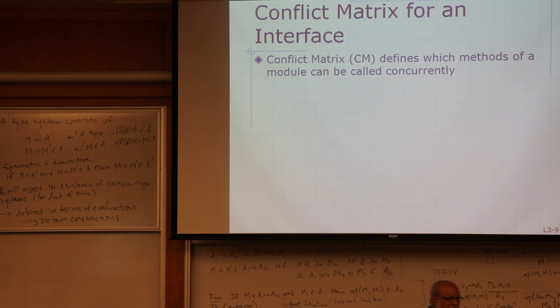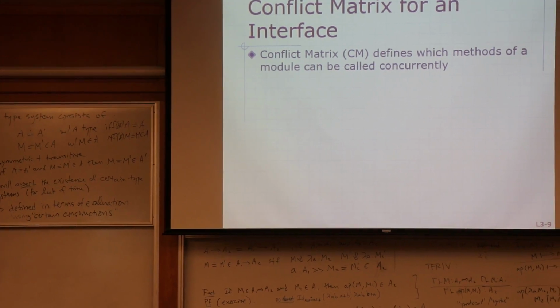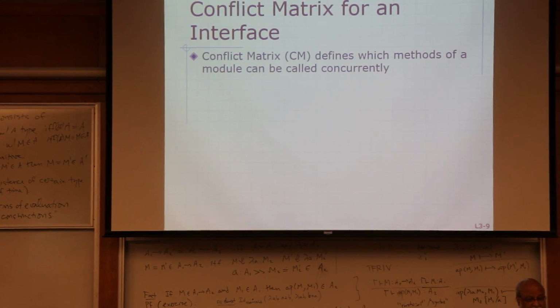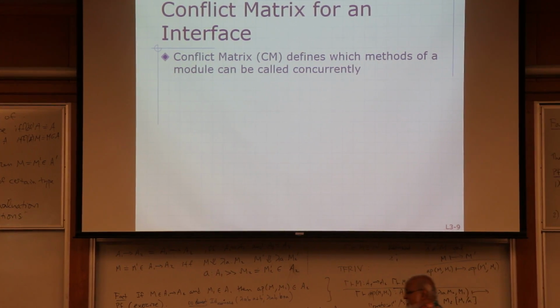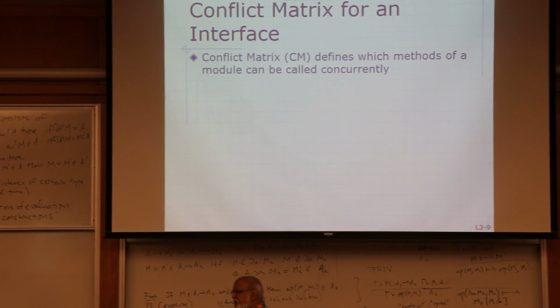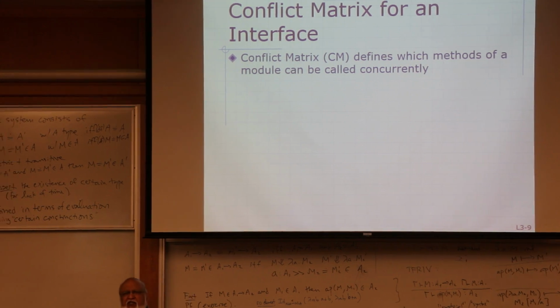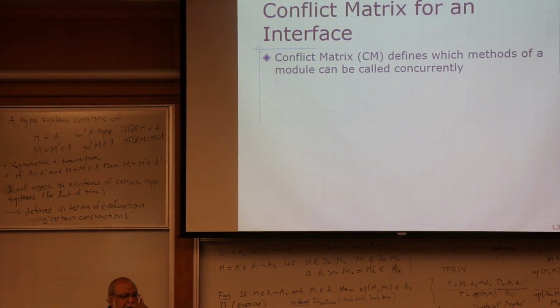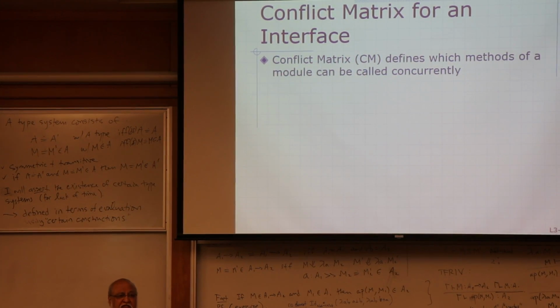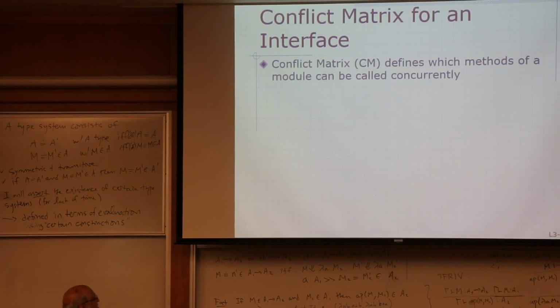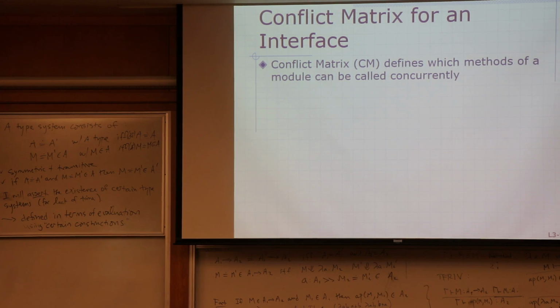Now, what I want to do is, before executing all these rules, we will start with a figure of the dependency between the data and calculation. Exactly. So that's what I'm showing you now. Remember, the question we are after is, can NQ and DQ be done together, right? So let's extend this idea of conflict matrices to interfaces. Conflict matrix defines which methods of a module can be called concurrently.